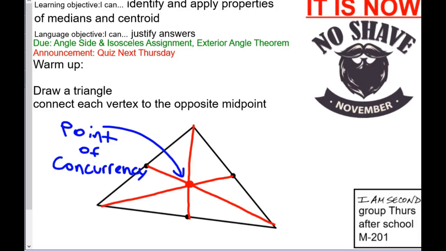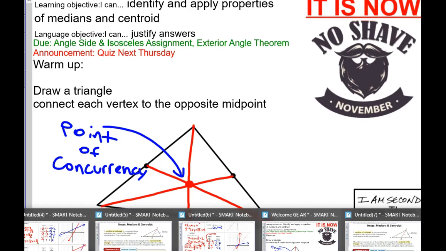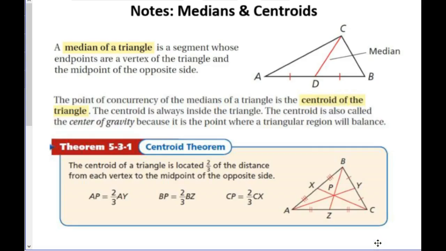So we did this warm-up. We found these segments from vertex to midpoint, and that point is the point of concurrency. Now, on our notes for today, I want you to underline and circle what I do.